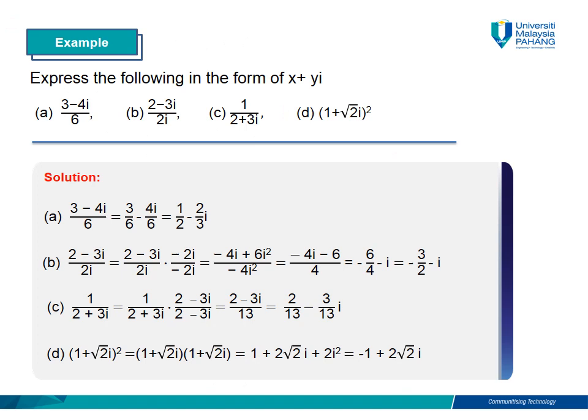Okay, so this is another example. Express the following in the form of x plus yi. So 3 minus 4i divided by 6. You need to separate it into two parts, the real part and the imaginary part. So just separate like this: 3 divided by 6 minus 4i divided by 6, then we get this answer.